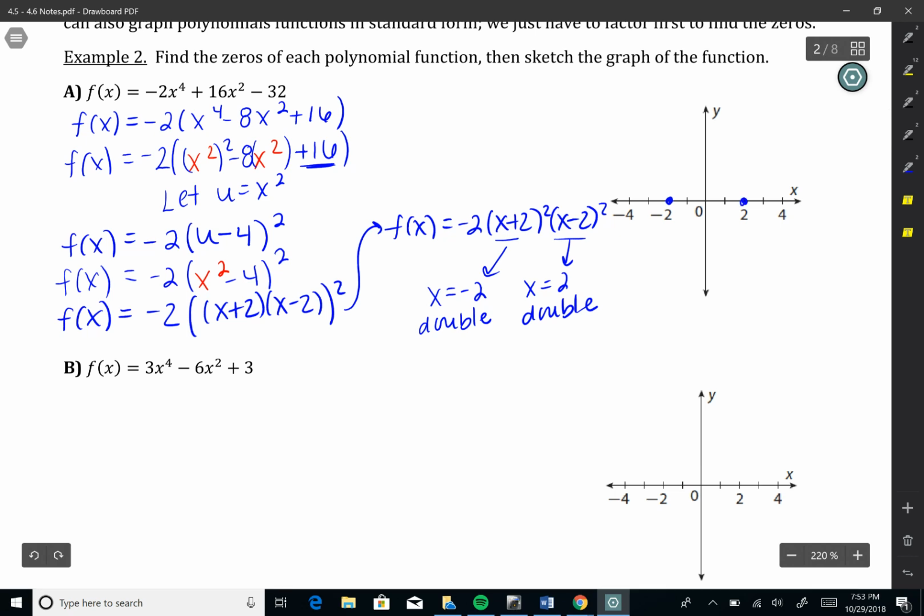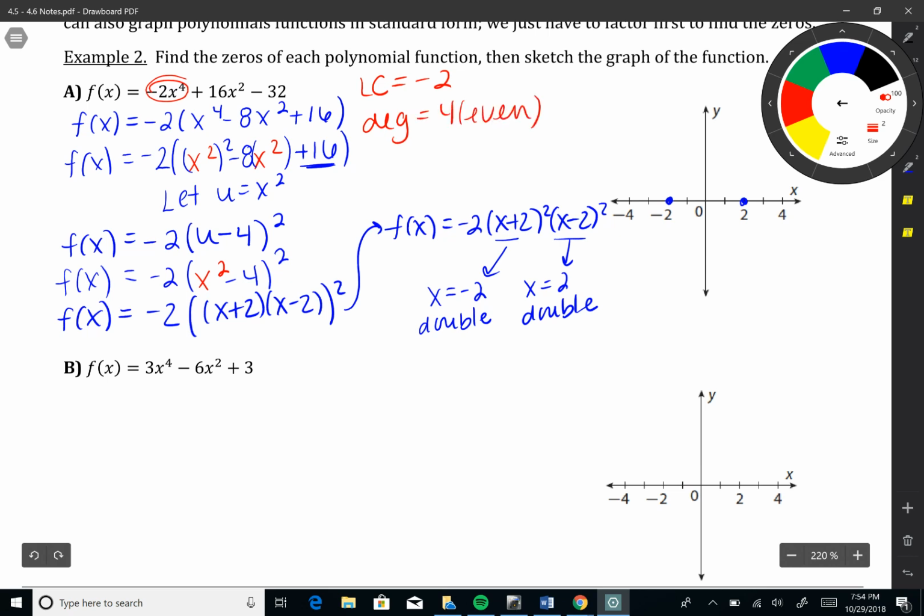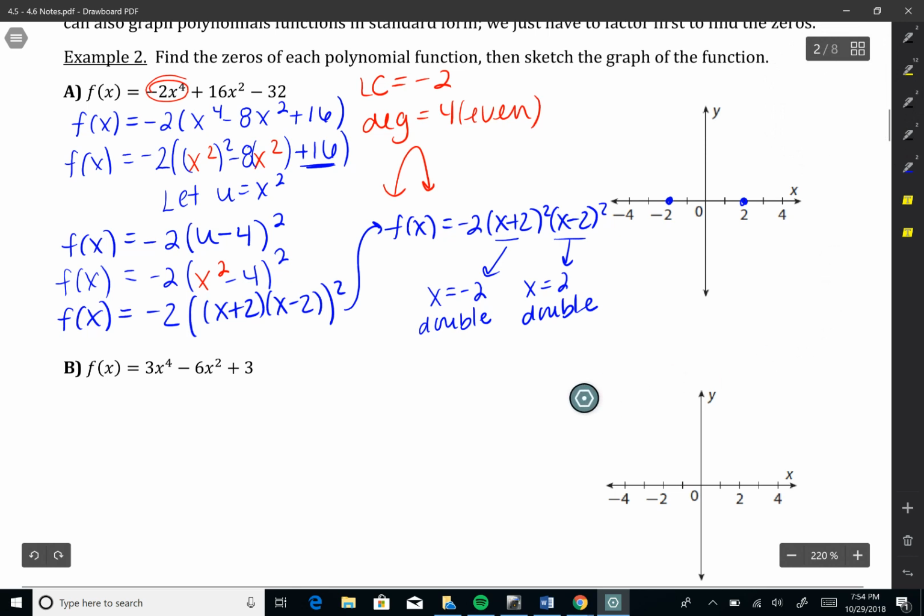Now, to draw my graph, I have to think about degree and leading coefficient. We could have done that right at the beginning here. To figure out your degree and leading coefficient, when it's in standard form, you can just look at your first term. The leading coefficient is negative 2. The degree is 4, which is even. Remember, even degree, your ends go in the same direction. So they'll either both go up or both go down, but because my leading coefficient is negative, they're going to both go down.